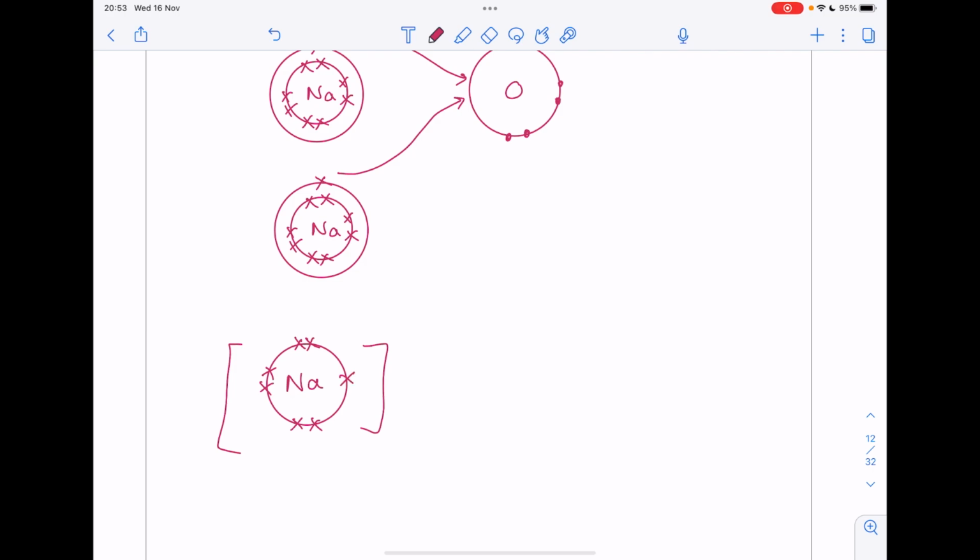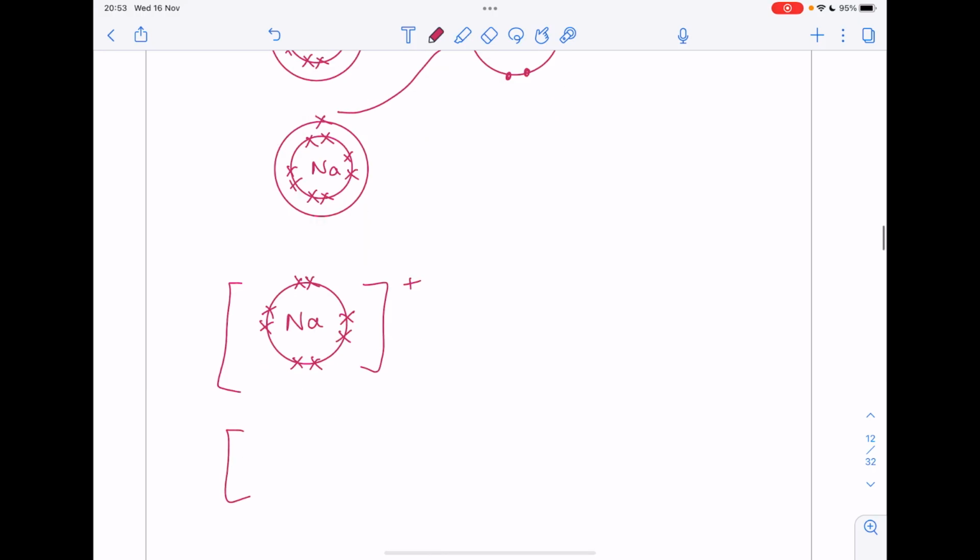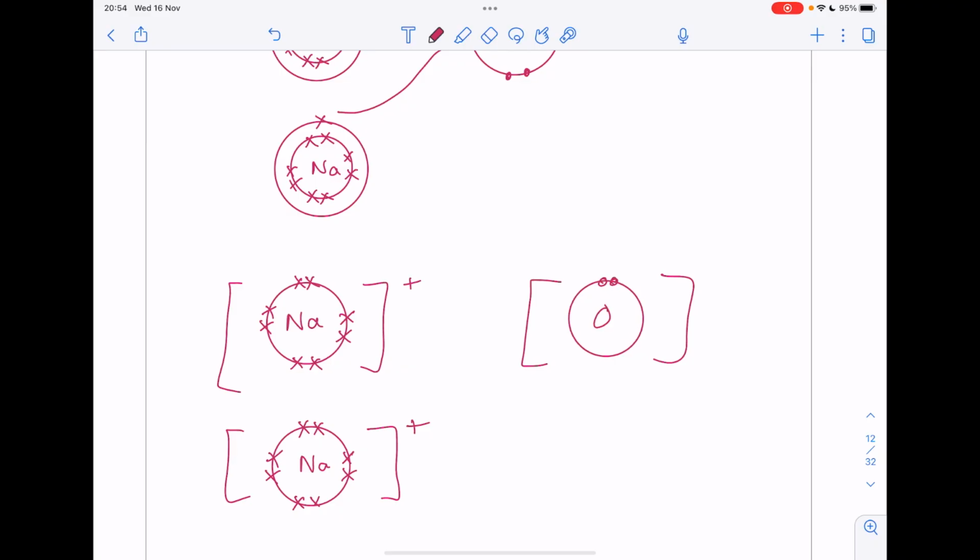Because it's lost an electron, it has a net positive charge. Remember, I said you need 2 sodiums, so draw exactly the same again. And then lastly, just get your oxygen sorted. Use the dots to show that it's a different element. Remember, it's gained 2 electrons from sodium, which means it has a 2- charge.